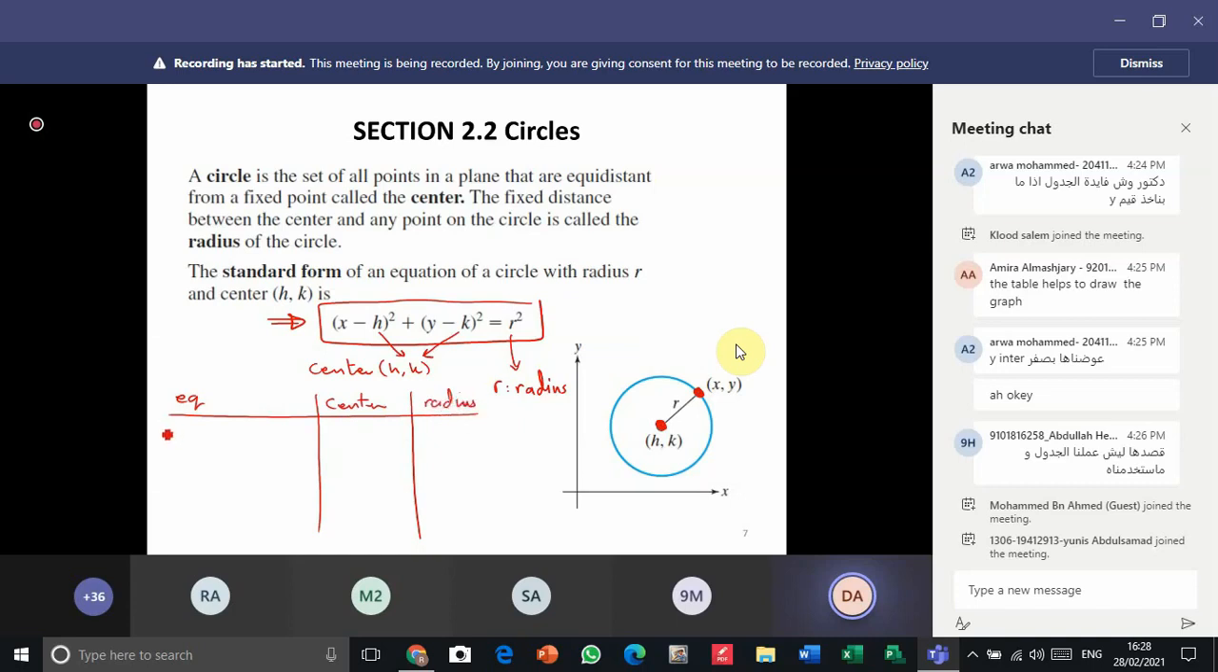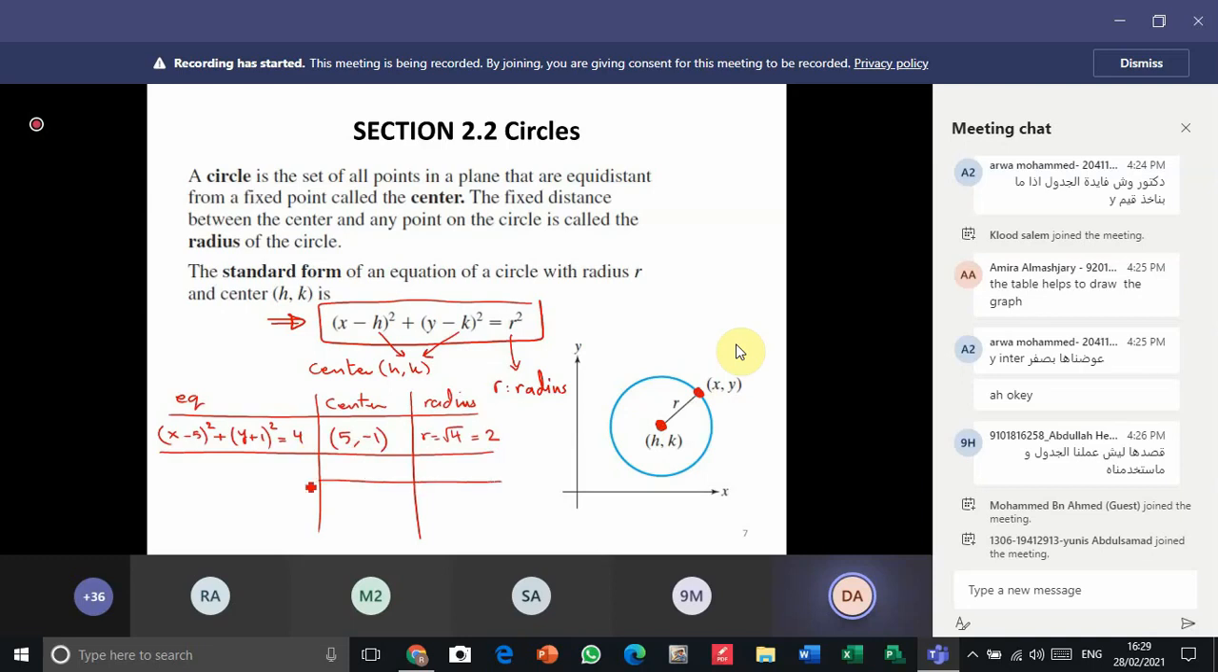For example, if we have (x minus 5) square plus (y plus 1) square equal, for example, 4. The center here, in the first equation, we have the center 5 and negative 1. What is the radius? The value of the radius equals radical 4, r equals radical 4. This is equal 2. Okay?